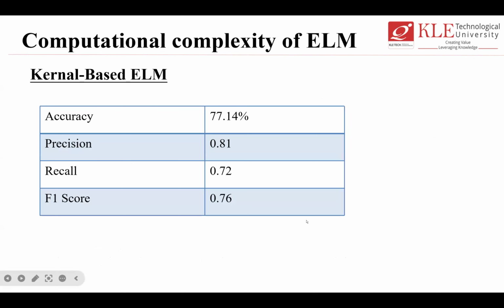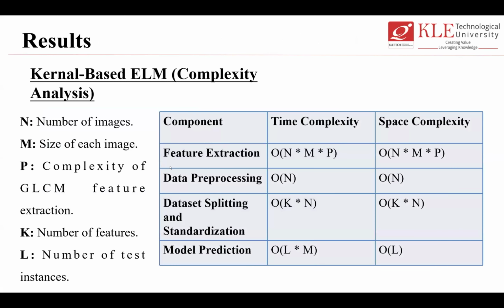This is the performance of ELM, wherein we achieved an accuracy for kernel-based ELM of 77.14%, precision of 0.81, recall of 0.72, and F1 score of 0.76. This is the computational complexity analysis for kernel-based ELM. N indicates the number of images and M indicates the size of each image. P means the complexity of GLCM feature extraction. K means the number of features. L is the number of test instances.